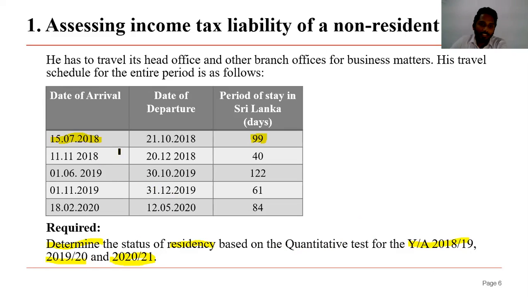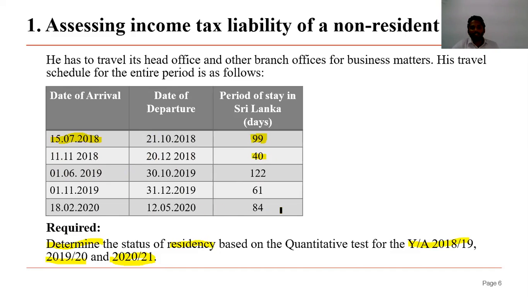His departure date is 21st October 2018, and again he comes to Sri Lanka on November 11. And again he stayed in Sri Lanka 40 days and left on 20th December 2018. And again he came on 1st of June 2019 and left likewise. They have given the schedule.